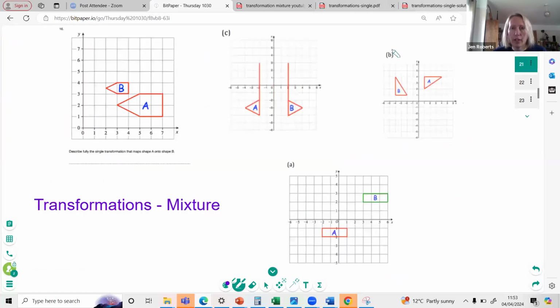Okay, so have a look at these 4. I have got more for you to do, but just put me on pause, have a go at these 4, and then I will discuss.